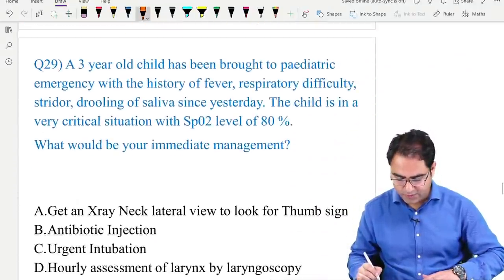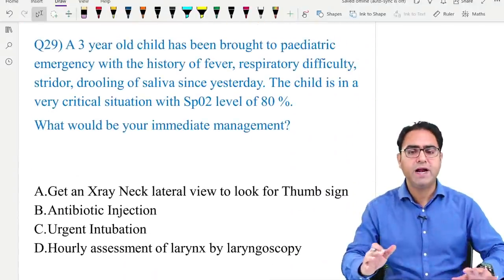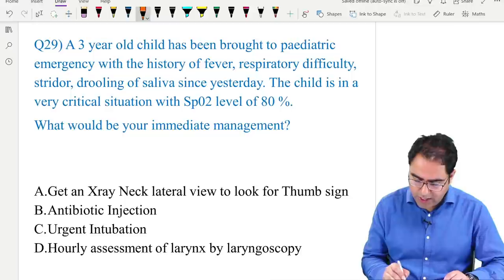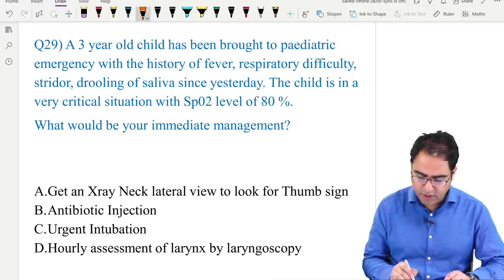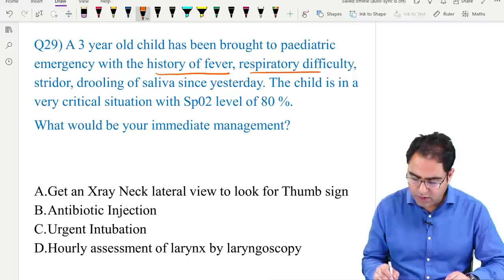Okay? Fine. Very good. Now, a practical question of pediatric ENT, beta. A 3-year-old child has been brought to the pediatric emergency with a history of fever, respiratory difficulty. Get alert.